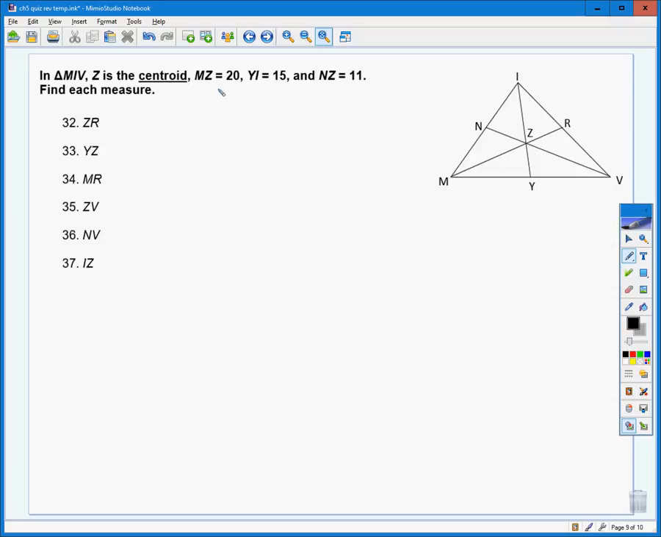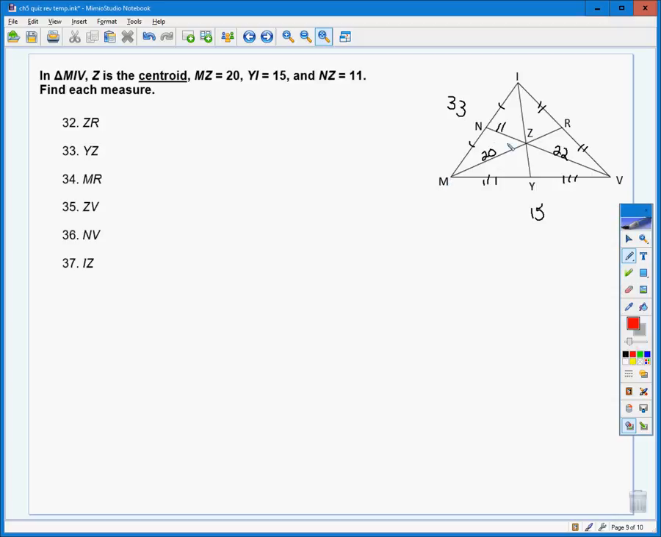Here's another problem with a centroid. I know that if it's a centroid, it is connecting the vertices to the midpoints of the sides. I know that in this particular problem, I don't need that. They did tell me that MZ was 20. They told me that from Y to I, the whole segment was 15, and that N to Z was 11. If N to Z is 11, then from the vertex to the centroid is twice as big. This would be 22. The whole segment then would be 22 plus 11, which is 33.